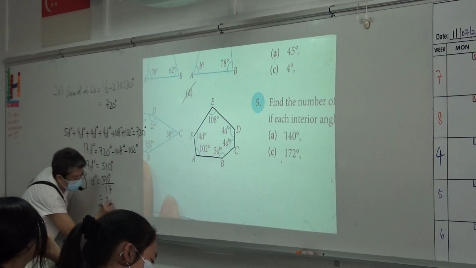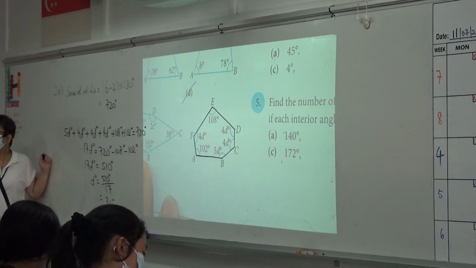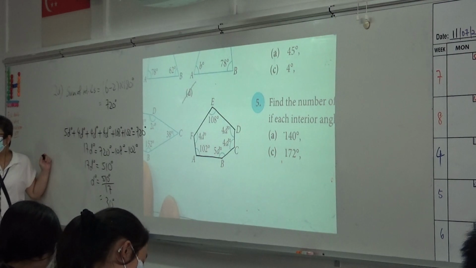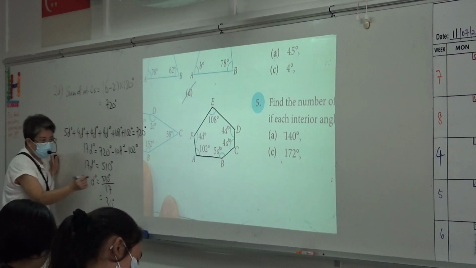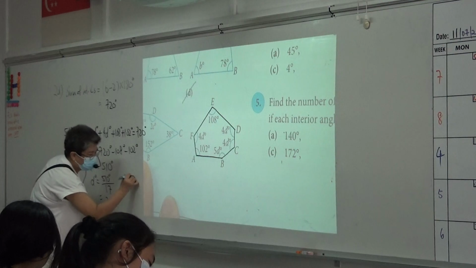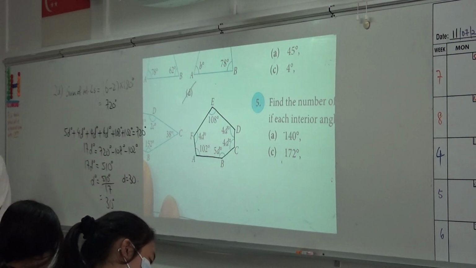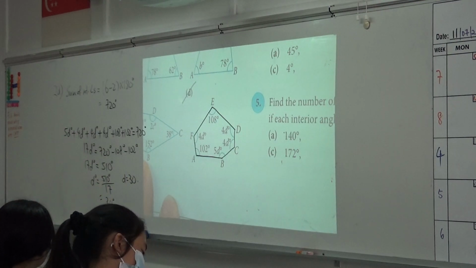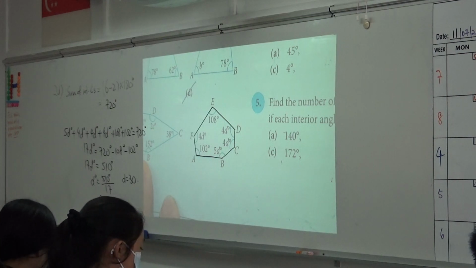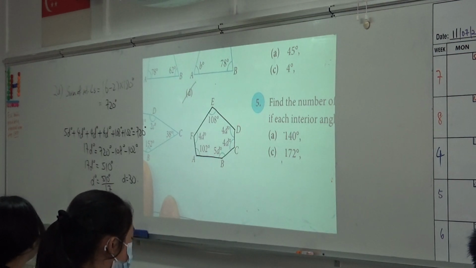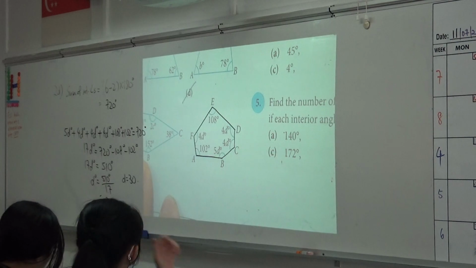Degrees. Very good. But the question asks for what? The value of d. Therefore, d is what? 30. Okay. Is that clear? Anybody okay? Can or can't, huh? Okay.